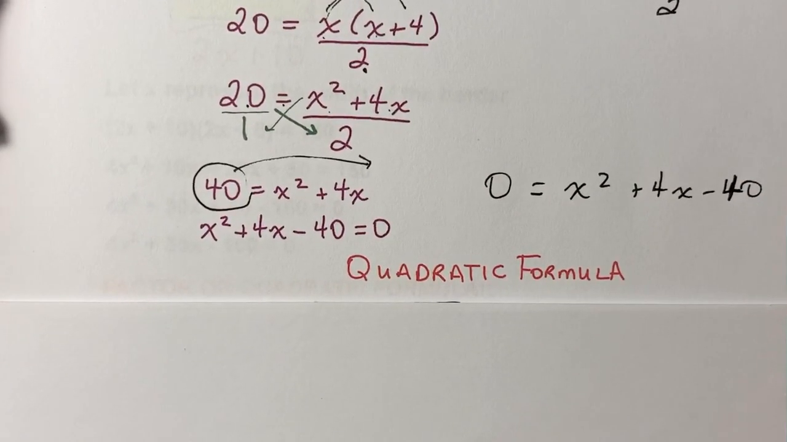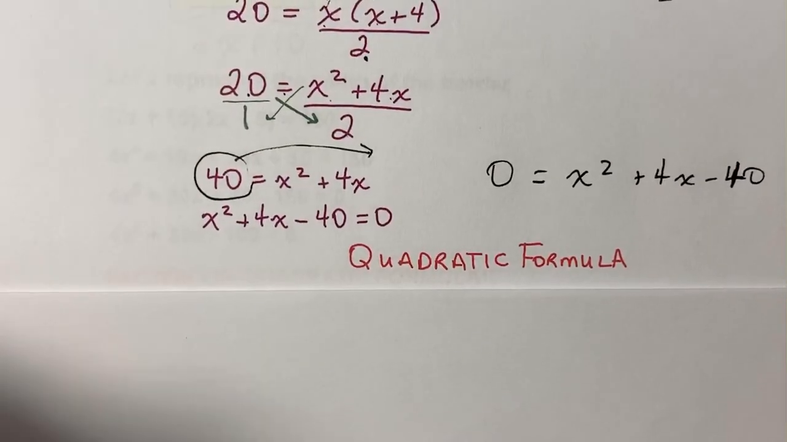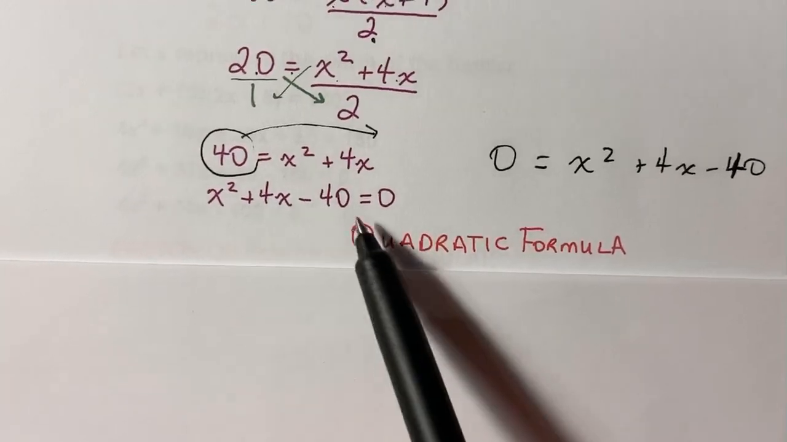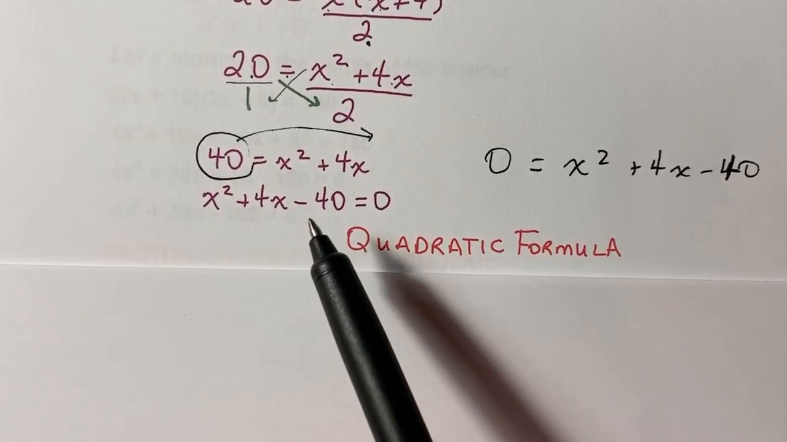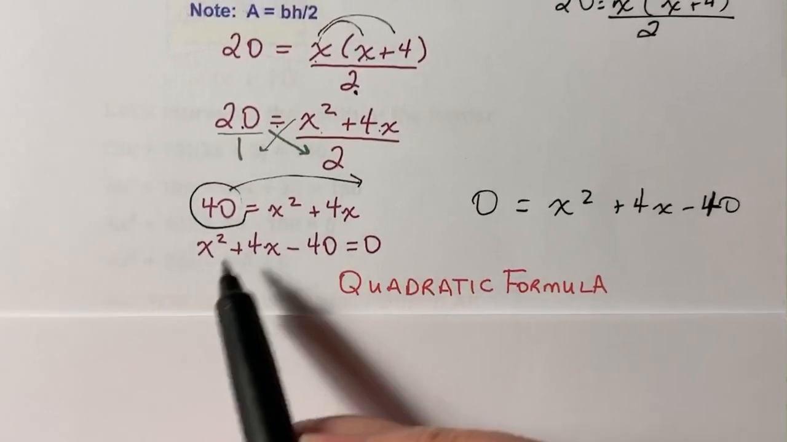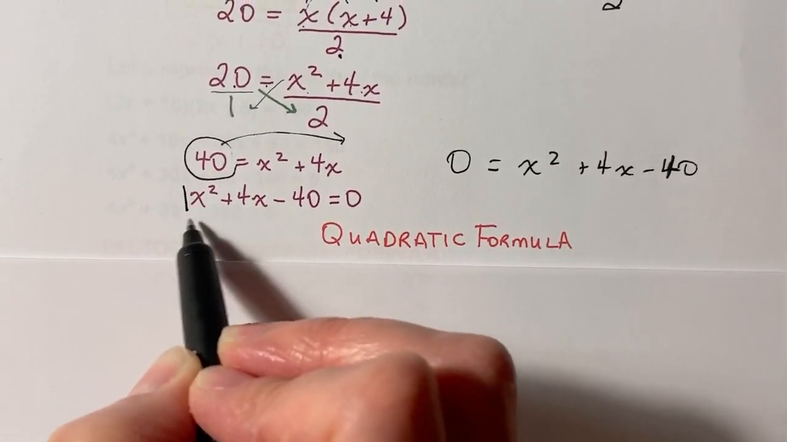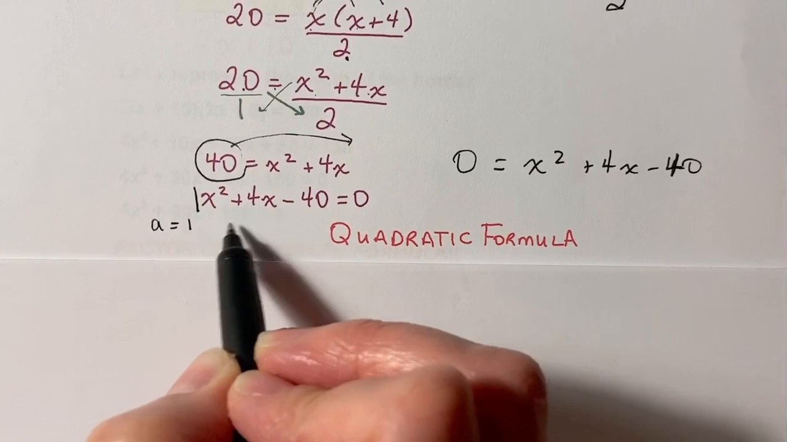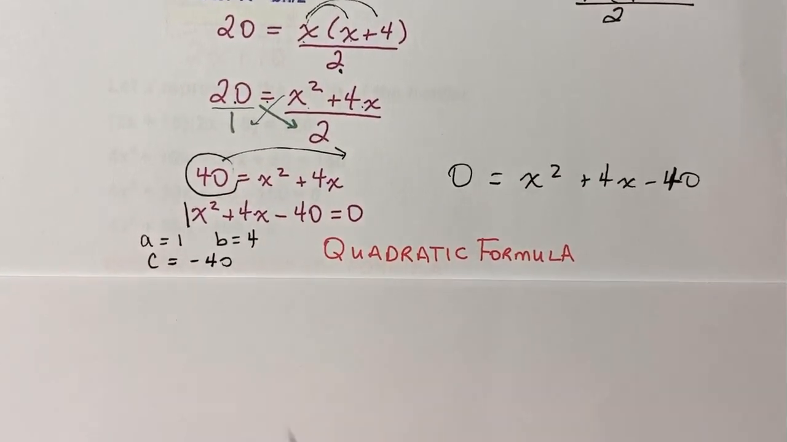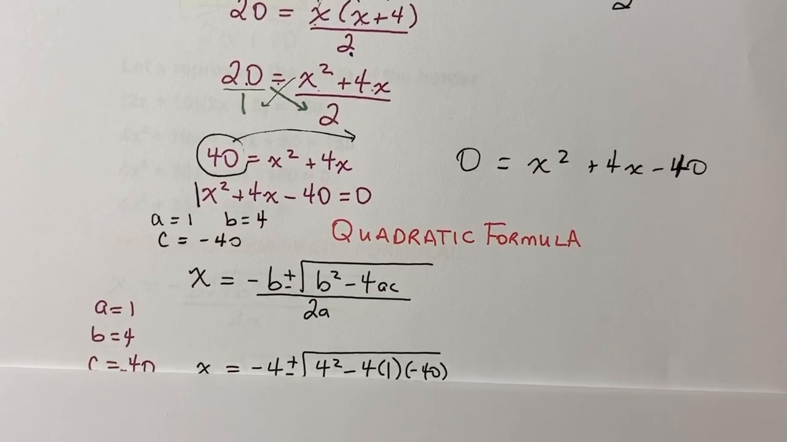Again, I'm going to use the quadratic formula because you can't factor this. If it takes you too long to try to find the numbers to multiply to negative 40 and add to 4, it's a clue that maybe you cannot factor it. So I use my quadratic formula. I identify my a value as 1, my b value as 4, and my c value as negative 40, and I sub it into the quadratic formula.